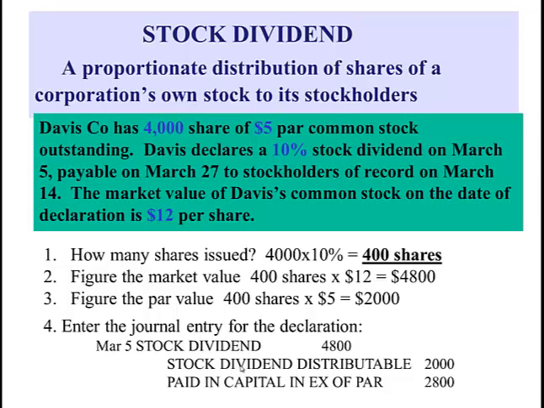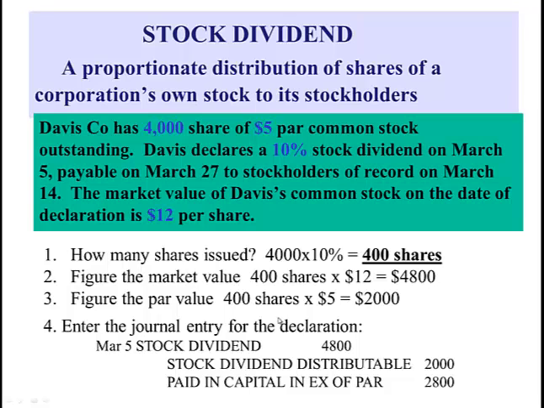So the first and most important thing we need to figure out is how many shares Davis is going to issue. If they already have 4,000 shares and they're giving out a 10% stock dividend, 4,000 times 10% means they're giving out 400 shares of stock. Then it's important to know the market value of those 400 shares. So 400 shares at $12 a share is $4,800. And then of course, when you're giving out stock, the par value is extremely important. 400 shares at $5 par is $2,000.